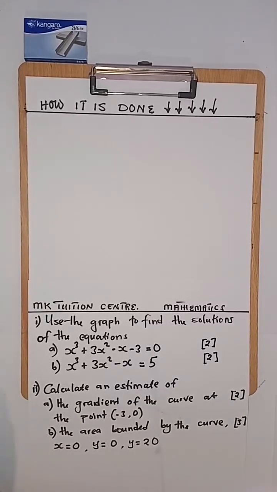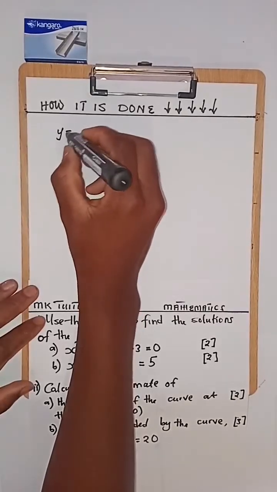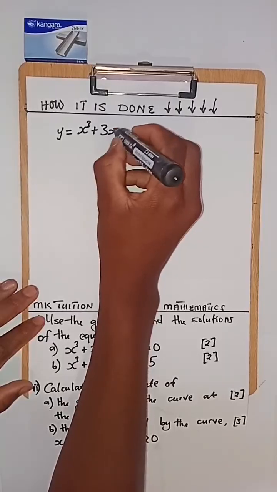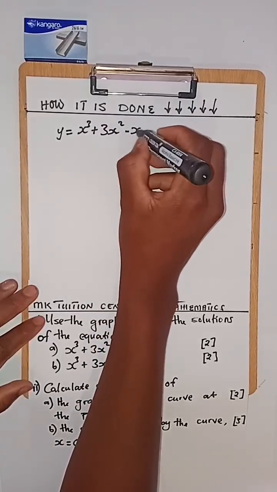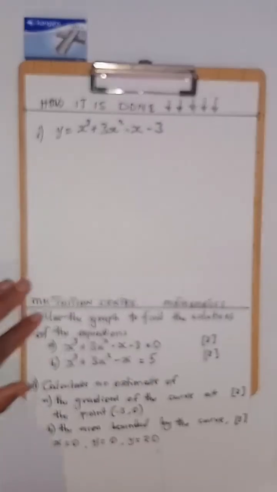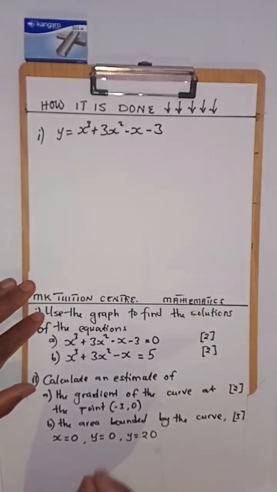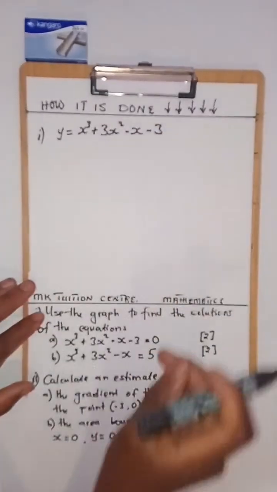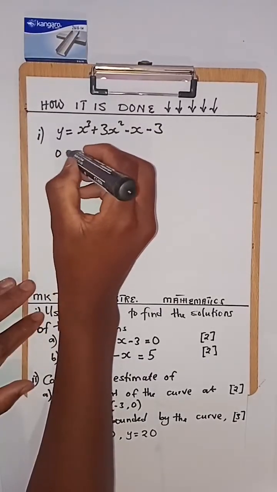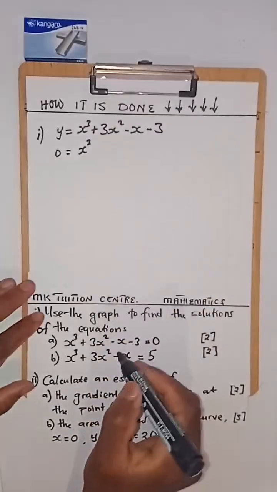We are going to get the original equation, this one here, which is y is equal to x to the power 3 plus 3x squared minus x minus 3. So now the first one, we are told to solve for this equation right here. So we're going to copy it the way it is. So this part will be this side and the 0 will be on the part for y. So we're going to have 0 is equal to x to the power 3. If you can see, they are just the same.